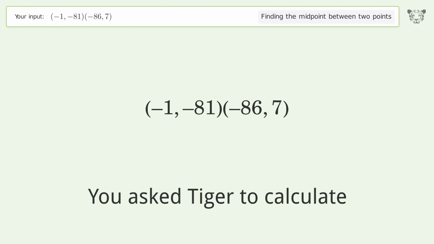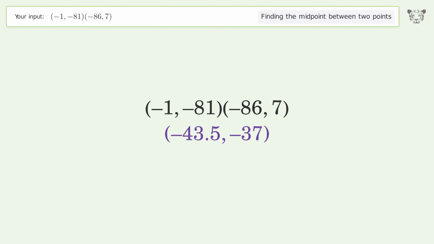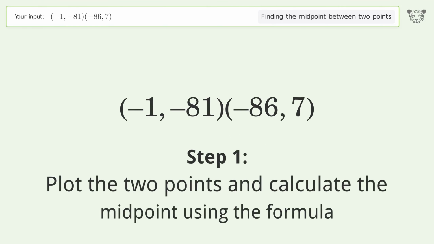You ask Tiger to calculate. This deals with finding the midpoint between 2 points. The midpoint between the 2 points is -43.5, -37. Let's solve it step by step. Plot the 2 points and calculate the midpoint using the formula.